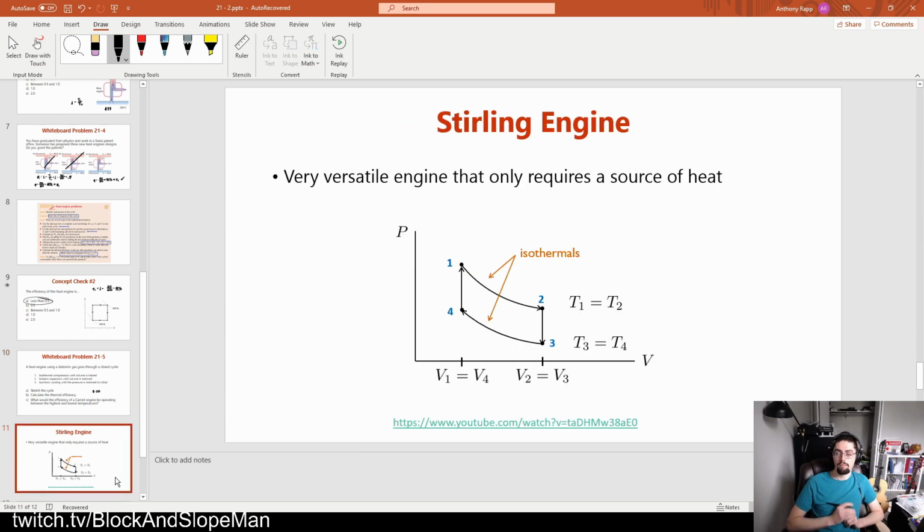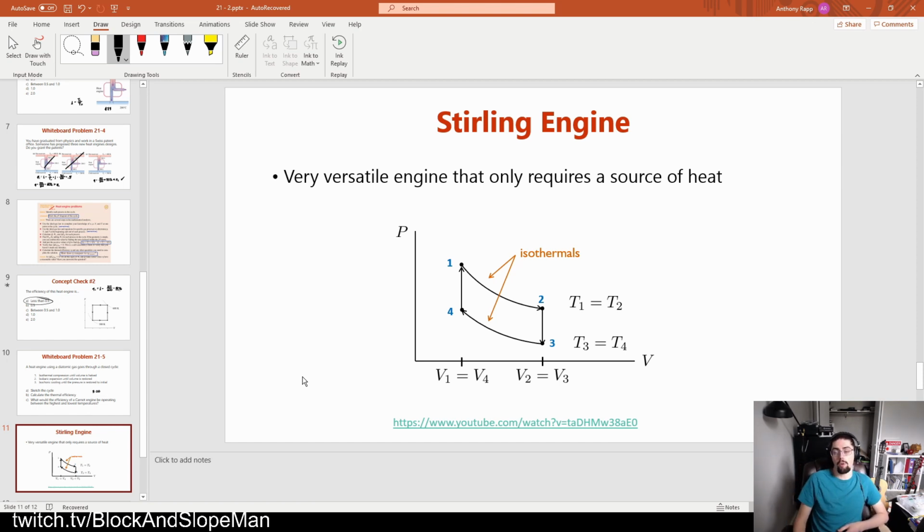So let's talk about Stirling engines, because these are fun little engines. Unfortunately, I'm very upset. I have one of these. It's a mug top Stirling engine. I've got a YouTube video linked here that's a fantastic little one as well. Stirling engines are super cool.